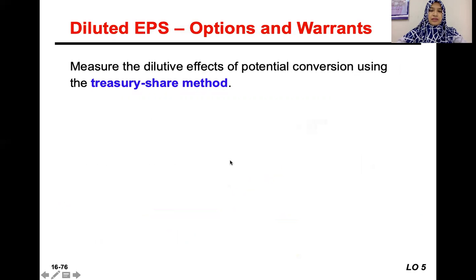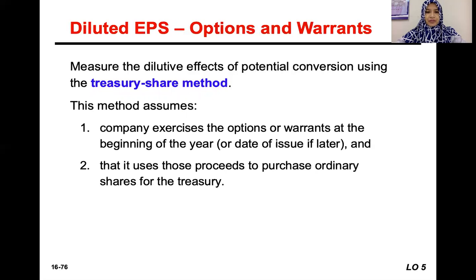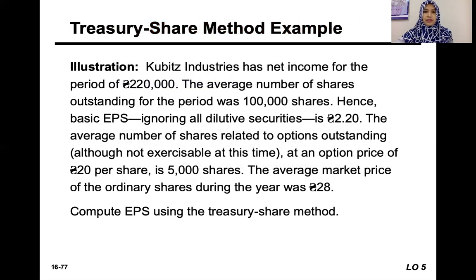Okay, for the case of options and warrants, we measure the dilutive effect of potential conversion using the treasury share method. Under this method, we assume that the company exercised the options or warrants at the beginning of the year, or date of issue if later, and that it used those proceeds to purchase ordinary shares for the treasury.